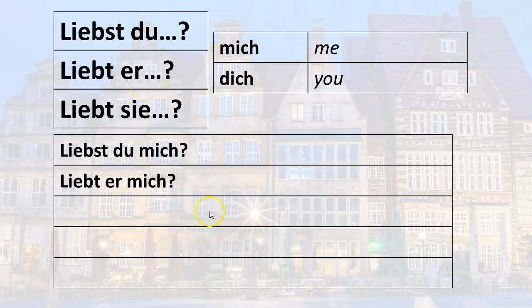Does he love you? What do you suppose the question would be? Liebt er dich? You got it. Liebt er dich? Does he love you?